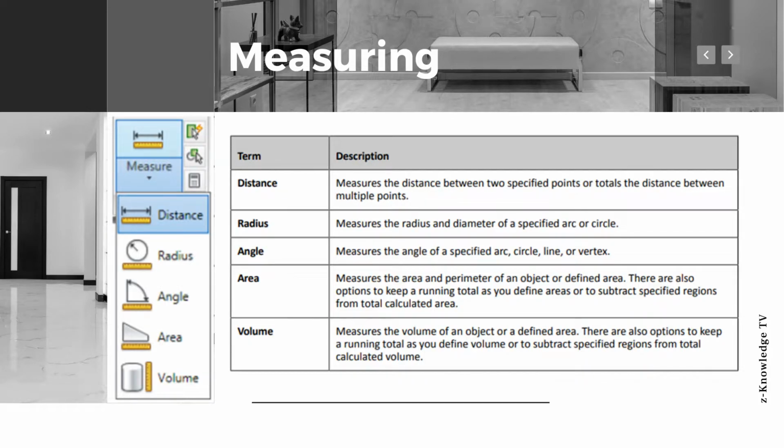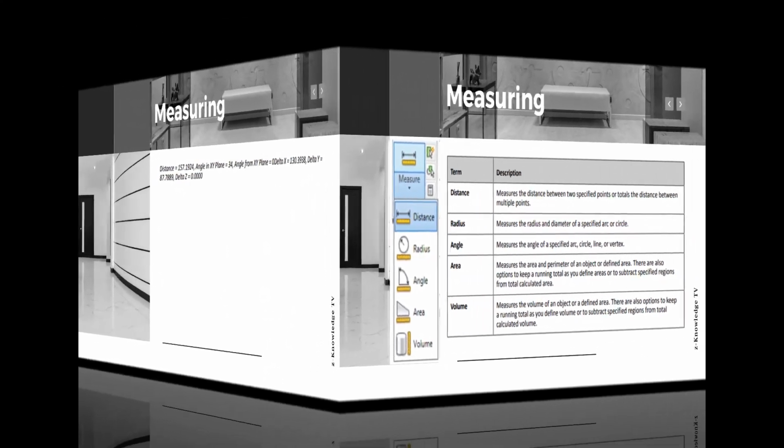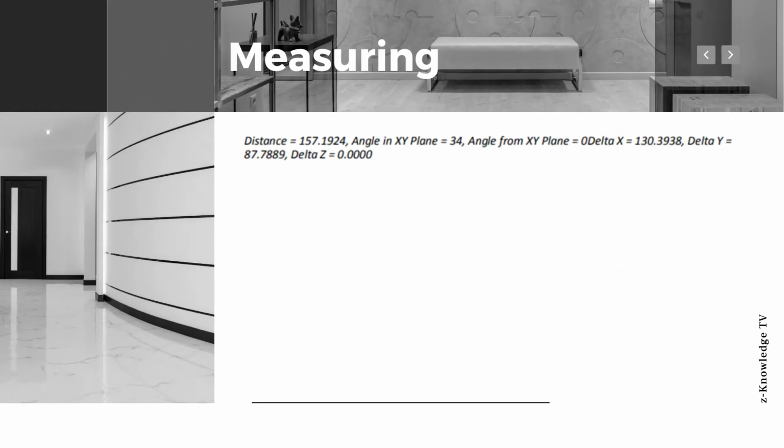So, isa-isahin nating i-elaborate itong different measuring terms. So, unahin natin ang measure distance. So, the distance option of the Measuregeom command prompts you to select 2 points on the drawing, and then return information about the distance between them.